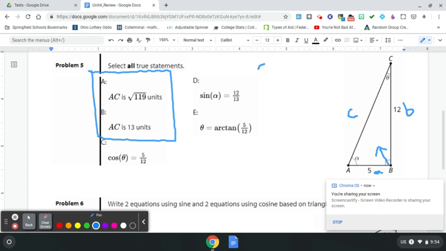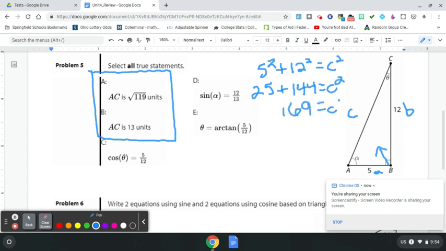If I set that up, that's going to be 5 squared plus 12 squared equals C squared. 5 squared is 25. 12 squared is 144 equals C squared. If I combine these two, we get 169. If I take the square root, in case you don't know, 169 is a perfect square number. We get 13. Well, that means that's going to eliminate one of them because we get two different answers for AC. We know that AC is 13, so B is correct, A is incorrect.